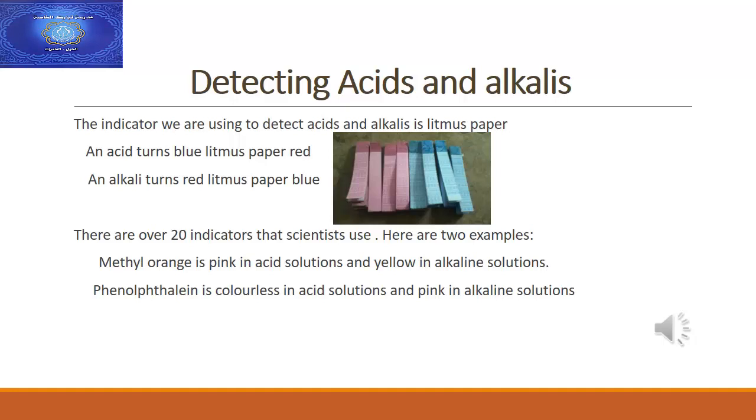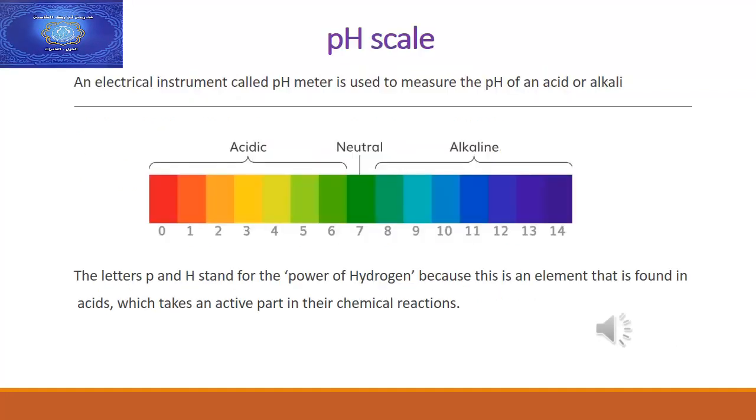There are over 20 indicators that scientists use. Here are two examples. Methyl orange is pink in acid solution and yellow in alkaline solution. Phenolphthalein is colorless in acid solution and pink in alkaline solution. So scientists use litmus paper or other indicators to detect whether the given substance is acid or alkali.